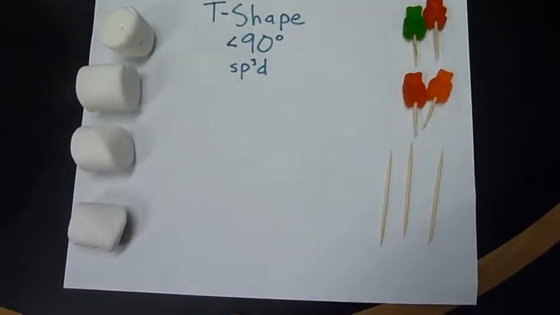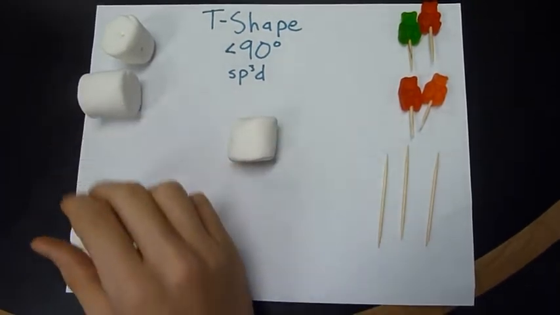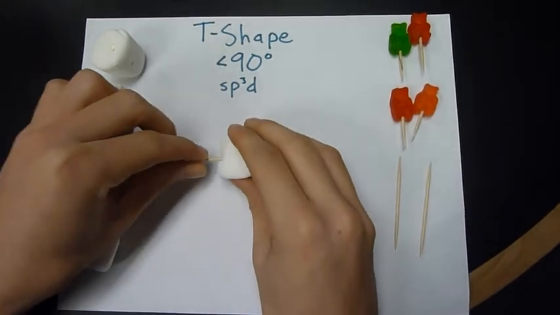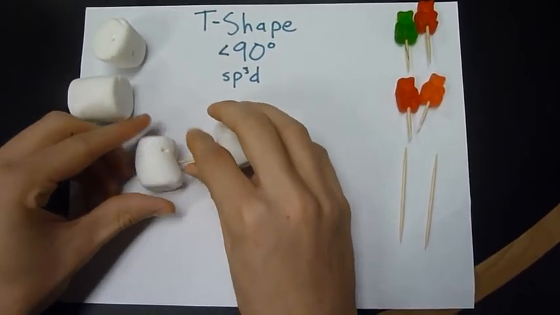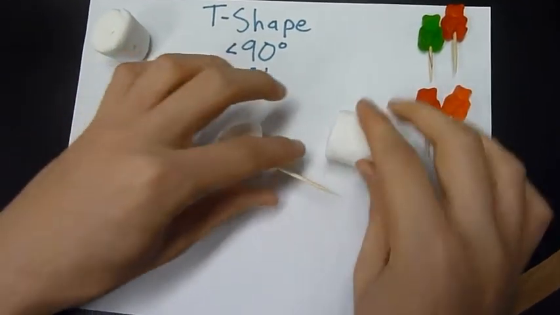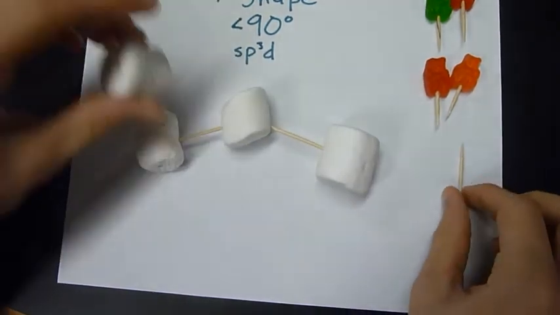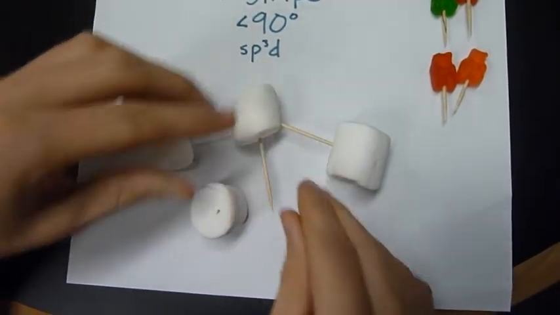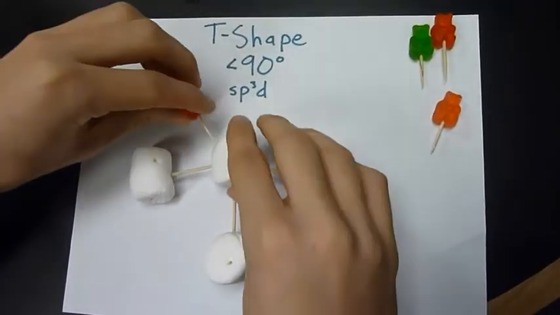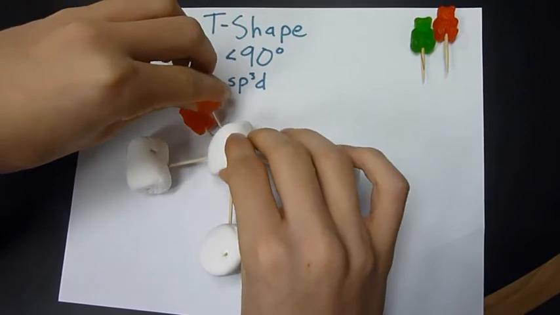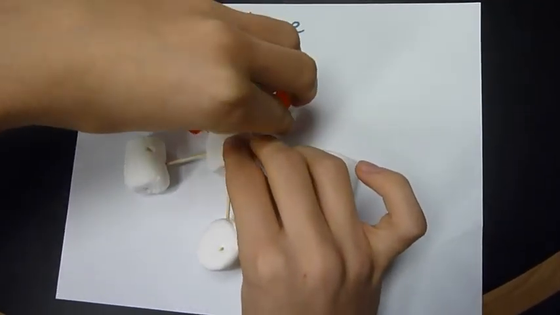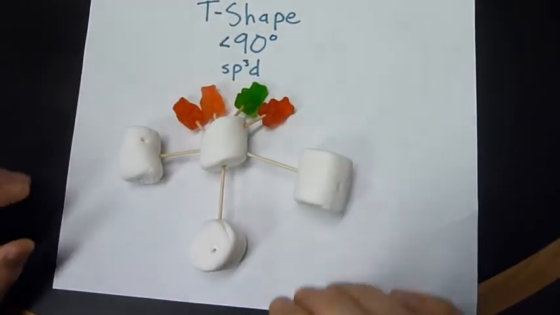Here we have the T-shape with 1 central atom, 3 bond pairs, and 2 lone pairs. So as you can see, it's a little less than 90 degrees. You have the 2 lone pairs on top. And the hybridization is sp3d.